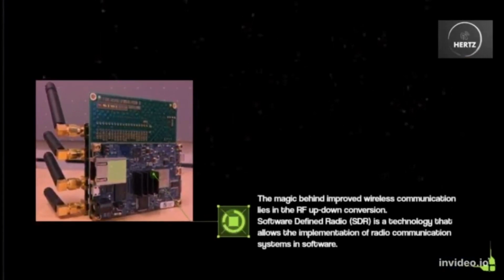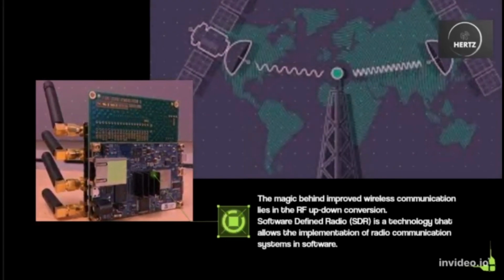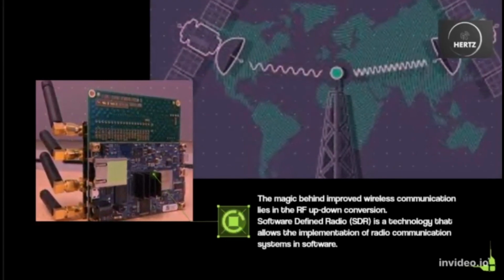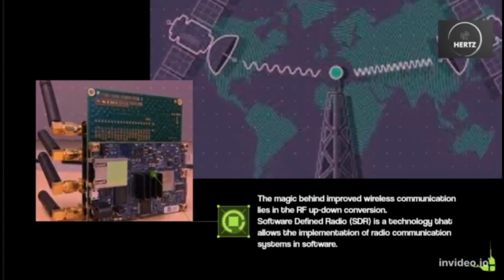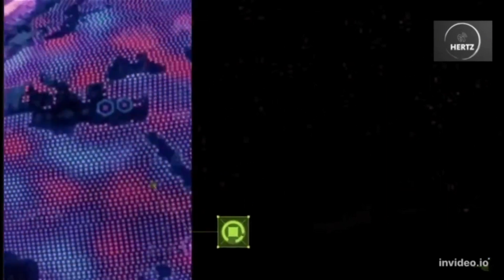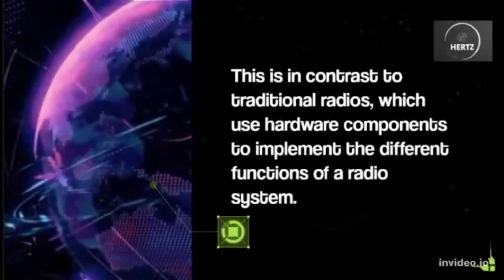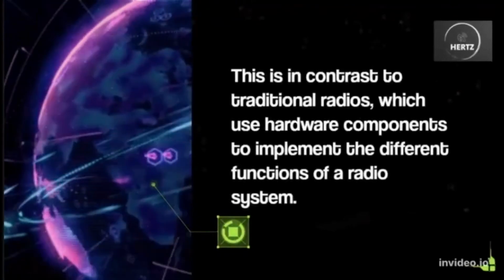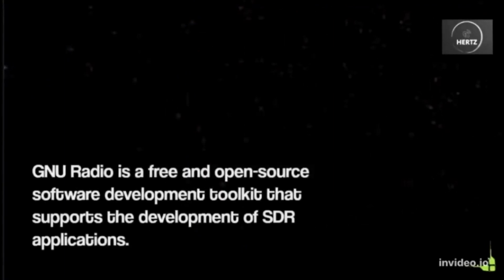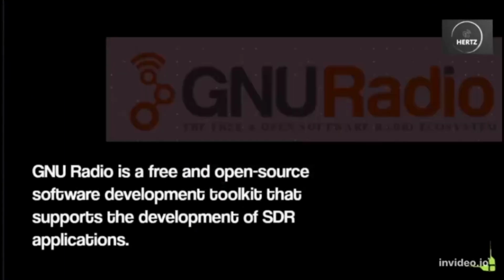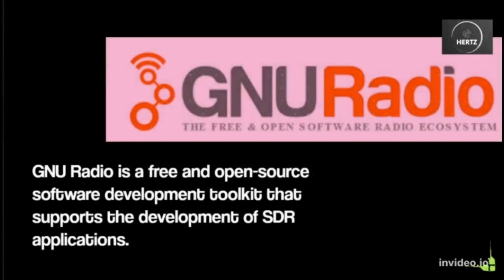Software-defined radio, SDR, is a technology that allows the implementation of radio communication systems in software. This is in contrast to traditional radios, which use hardware components to implement the different functions of a radio system. GNU Radio is a free and open-source software development toolkit that supports the development of SDR applications.